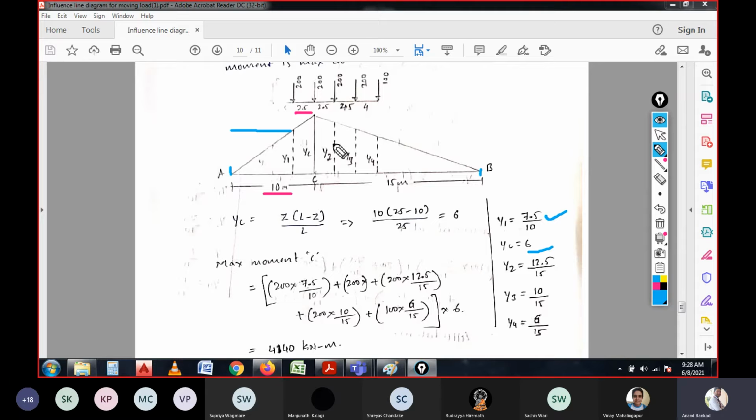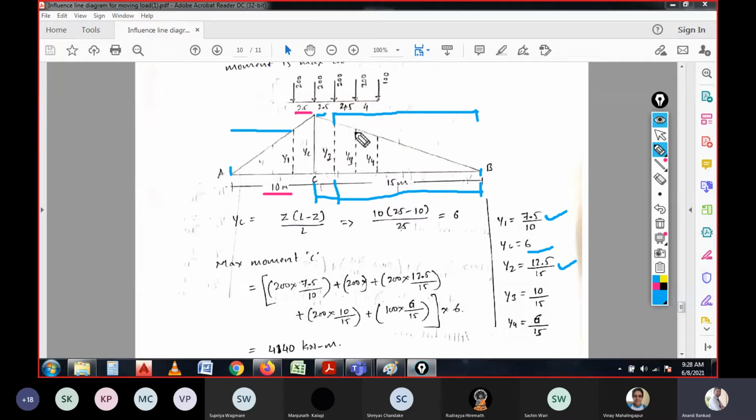And when you are calculating Y2, how do you calculate it? In the total span we have 15 meter. In the total 15 meter, we have 2.5 meter at the distance. So the remaining will be 12.5, right? So in the total span of 15 meter, we are deducting 2.5 and the remaining will be 12.5, correct? So 12.5 for the distance of 15 will be the coefficient value for Y2.